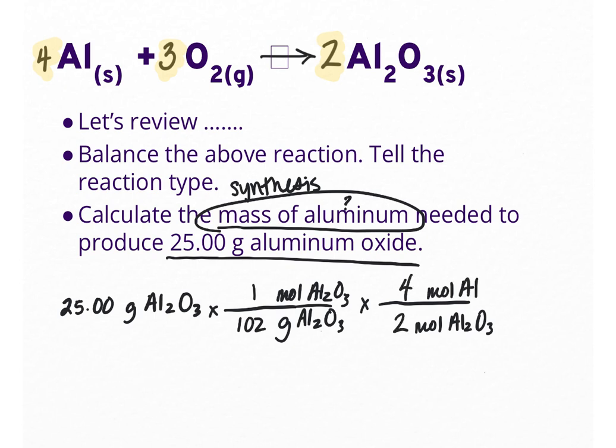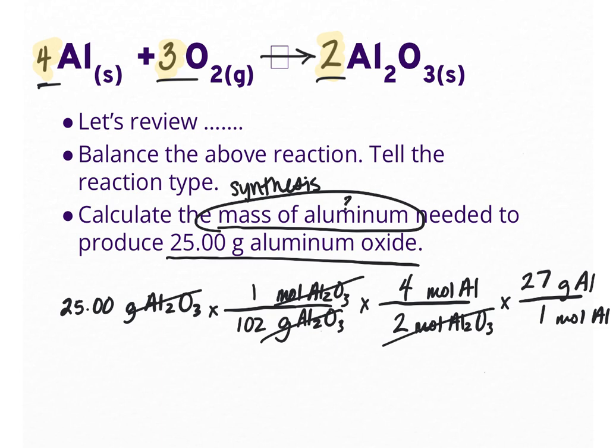Based on my balanced chemical equation, again, I'm just pulling those numbers that I used for balancing, and putting those in the mole ratio. And just to keep tabs and make sure we're crossing out our units, the units we should have left are moles of aluminum. So now I want to convert moles of aluminum into grams of aluminum. So I look on the periodic table, I find aluminum, and it has a mass of 27 grams. This then is equal to 13.23 grams of aluminum, okay?